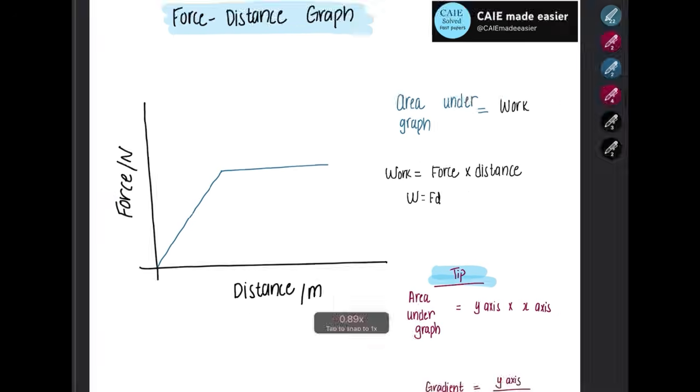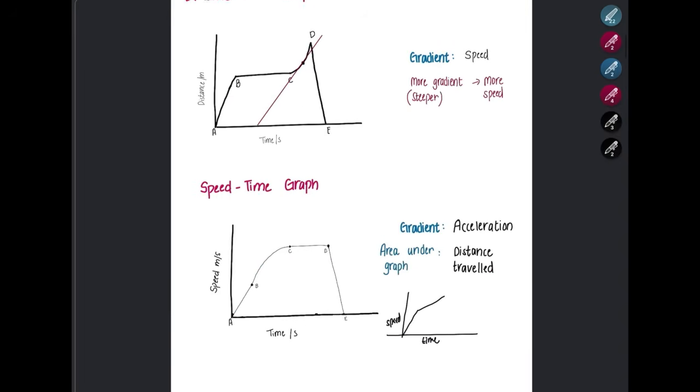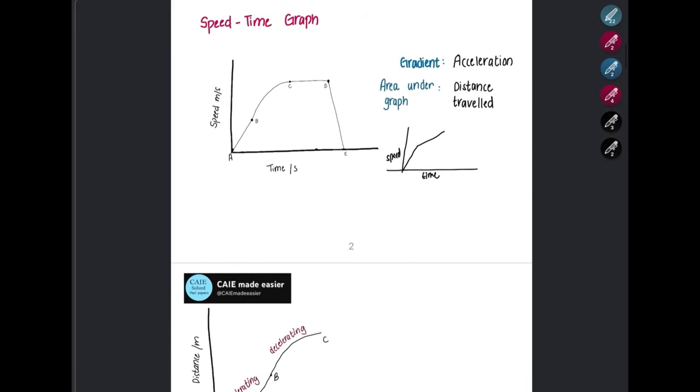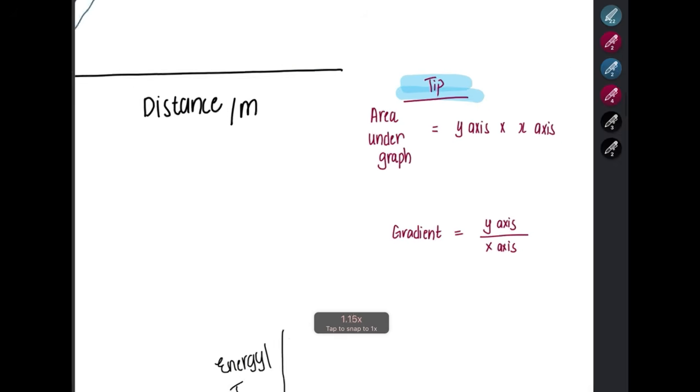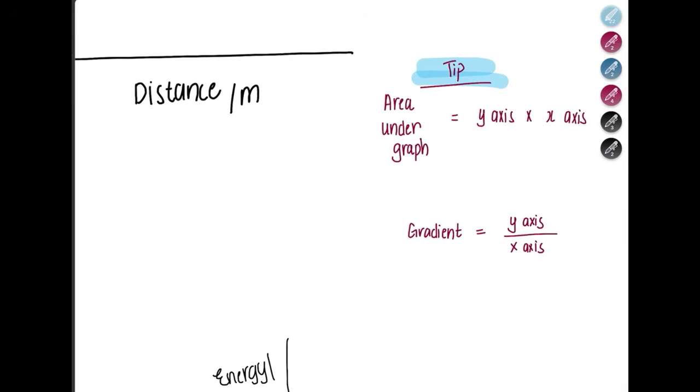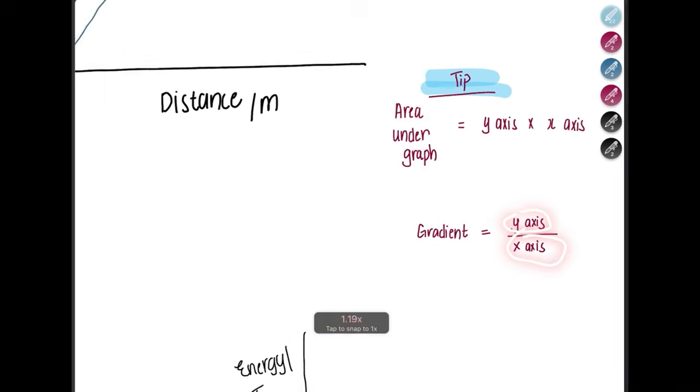Notice that this can be applied to any graph, even to this speed time graph. If you see, the area under the graph is distance, because distance equals speed multiplied by time. On the other hand, if you want to identify the quantity when you find the gradient, if you divide the quantity on the y-axis and the quantity on the x-axis, what do you get?